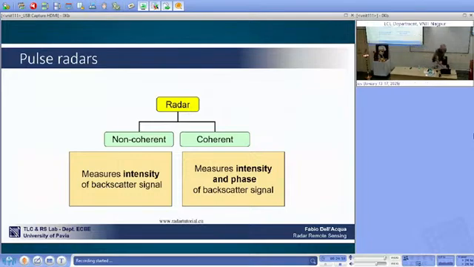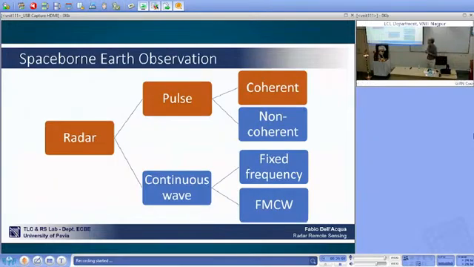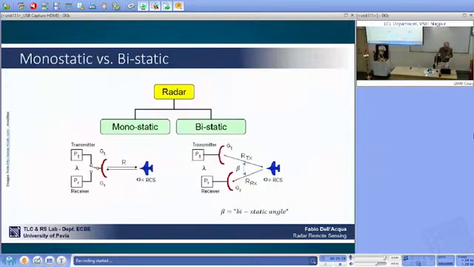Okay. Now, in Earth observation, the typical radar is an impulse radar, and it is coherent. So we use impulses, and we collect intensity and phase about the observed object. Let me give you a couple more terms that we will move on to define for the operation of the system.